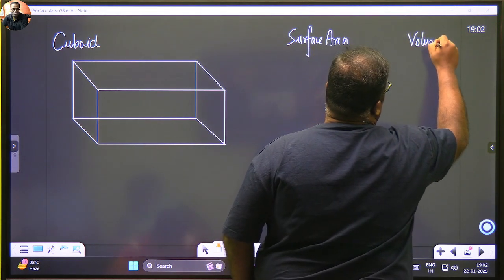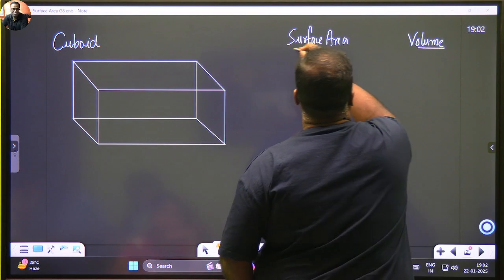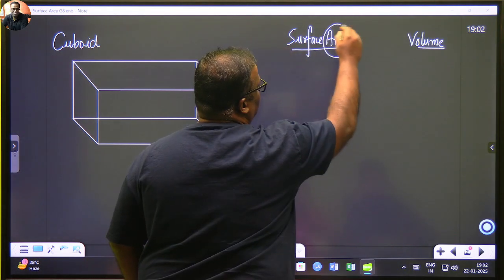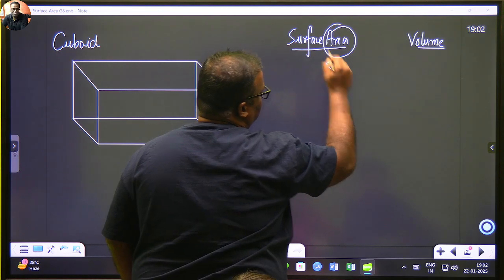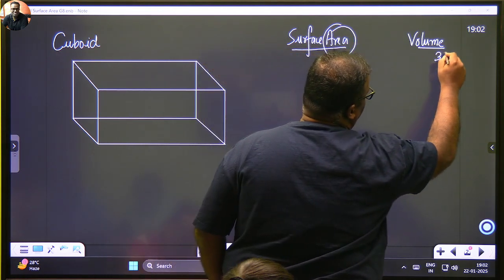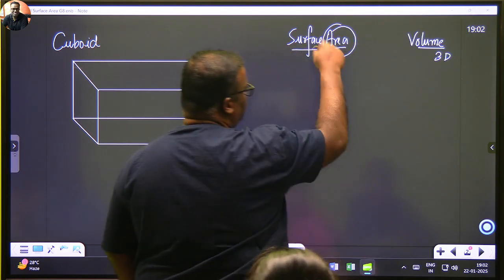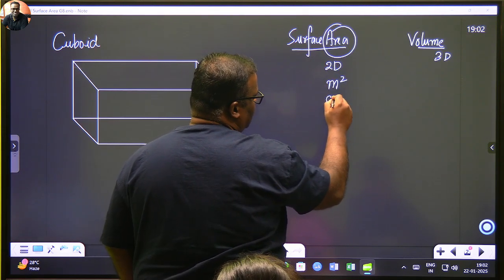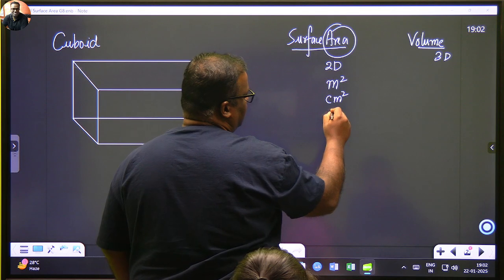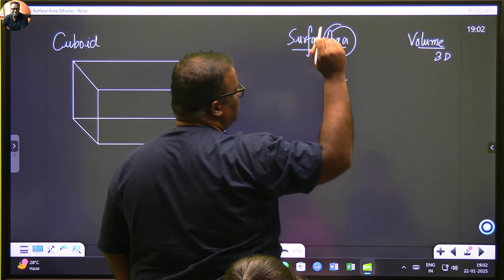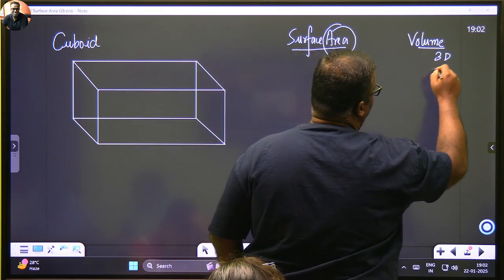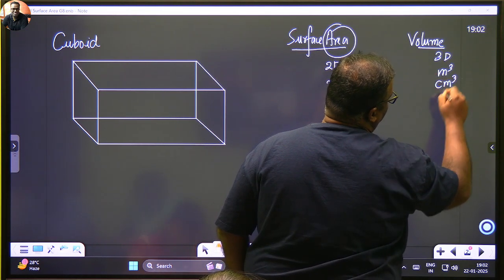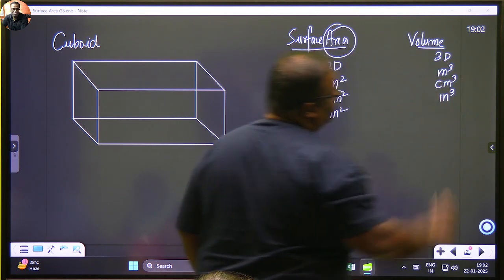So 7 minutes each for each shape, surface area and volume. Area means it's a 2-dimensional measurement. Volume is a 3-dimensional measurement. That means area problems will always end in meter square, centimeter square. We don't do inch, otherwise it will be inch square. Whereas 3-dimensional volumes will always end in meter cube, centimeter cube, inch cube, whatever. So there should not be any doubt.